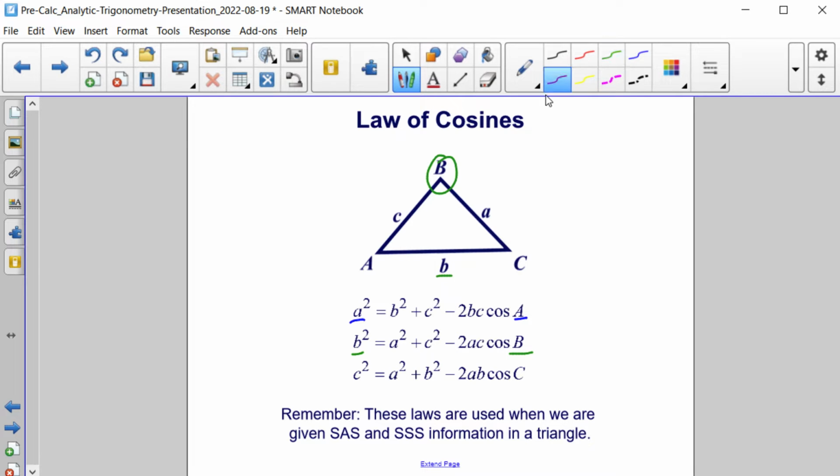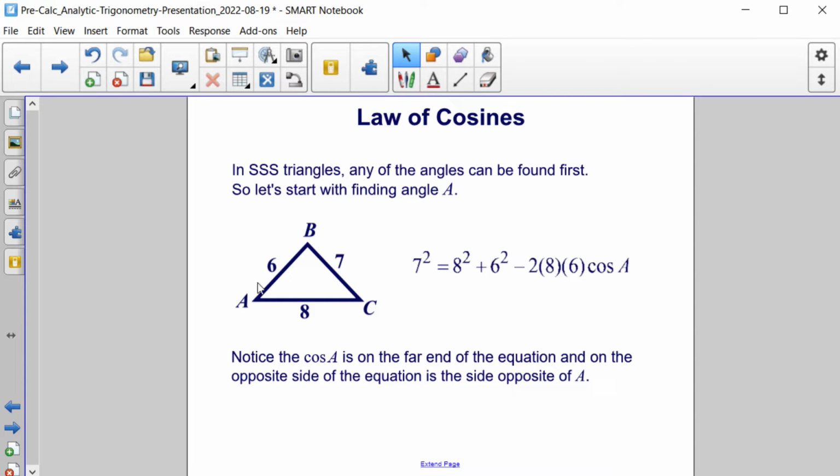And the last version of the law of cosines is little c squared is equal to little a squared plus little b squared minus 2 times little a times little b times the cosine of C. And again, c, the side, is directly across from angle C that is given in our equation. These laws are mainly used when we are given a side, an angle, and a side, or three sides in a triangle. In our example with a side-side-side triangle, where all the sides are given to you, any of the angles can be found first.